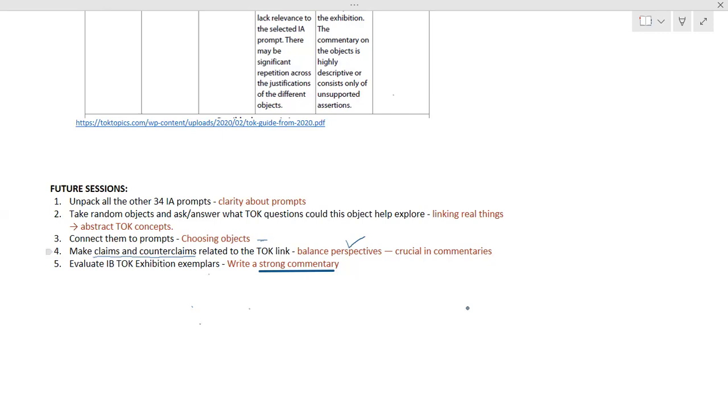And finally, in the end, the examiner will also evaluate your final work and give feedback so that you can improve upon your final commentary and make it stronger and achieve greater marks or levels.